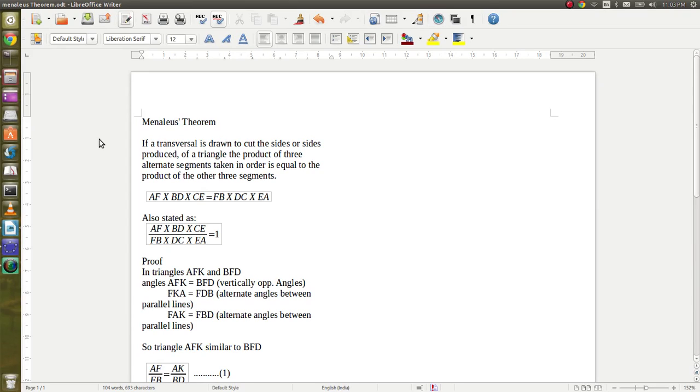Hi, so this video is about Menelaus Theorem. I will state this theorem. If a transversal is drawn to cut the sides or sides produced of a triangle, the product of three alternate segments taken in order is equal to the product of the other three segments. This is stated here. I have to draw this. I will use GeoGebra.